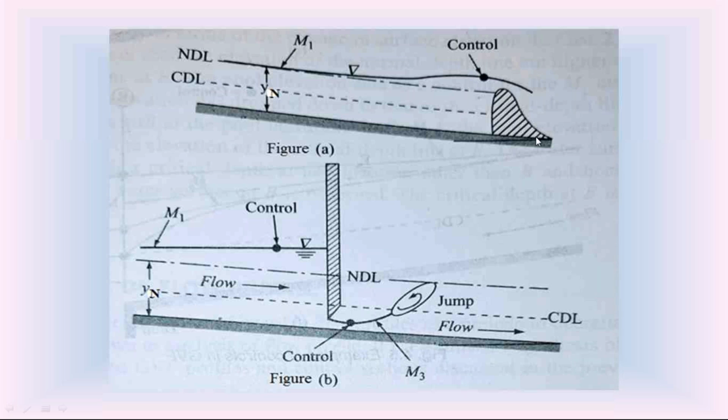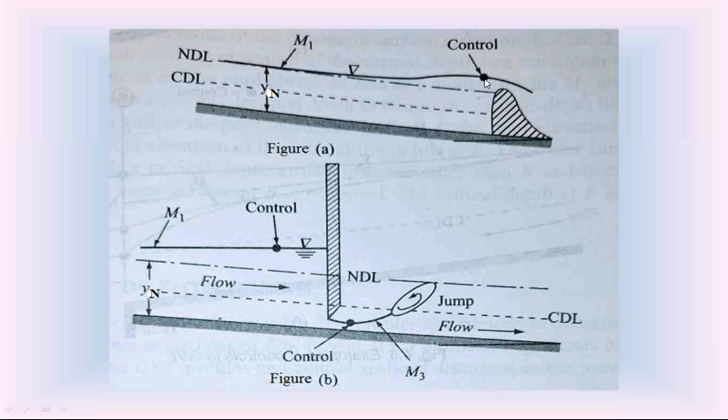Now, in the single step method, we calculate the total energy line slope at section 1 and also the total energy line slope at section 2. Take the average of those two values.